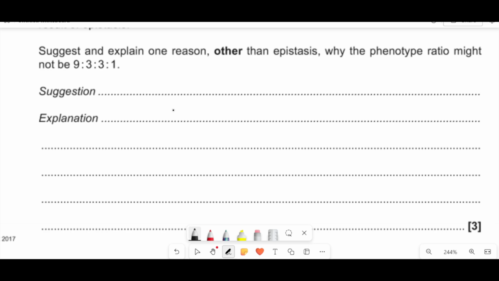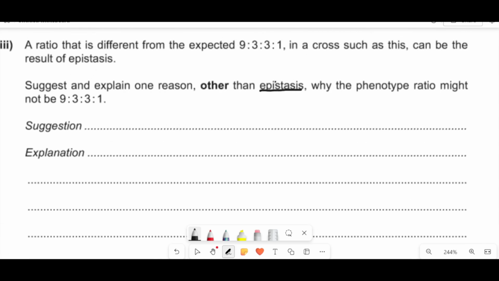A ratio that's different from this expected and across such as this can be the result of epistasis. So just explain one reason other than epistasis why the phenotype might not be this. So epistasis, just a side note, epi means after, stasis means stop, after stoppage, right?